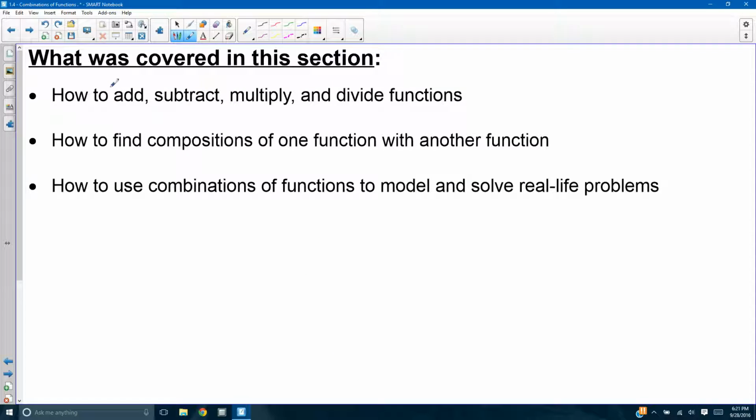So covered in this section, we did adding, subtracting, multiplying, and dividing functions. We found out which ones were commutative and not commutative. We also did them with graphs, okay? A little bit. We mostly did adding for them, but how you can do them. We determined how to find compositions of one function with another function. We also did those kinds of things, specifically compositions of functions in real life problems.